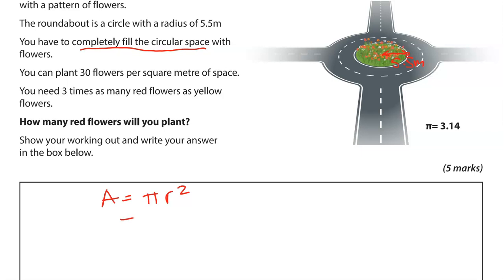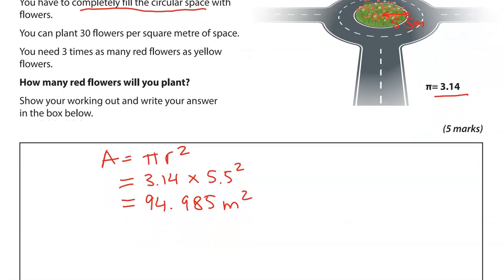So we'll use pi as 3.14 times the radius, 5.5 squared. You could do 5.5 times 5.5 in the calculator if you like. So that gives us, when multiplied by 3.14, 94.985 square meters.